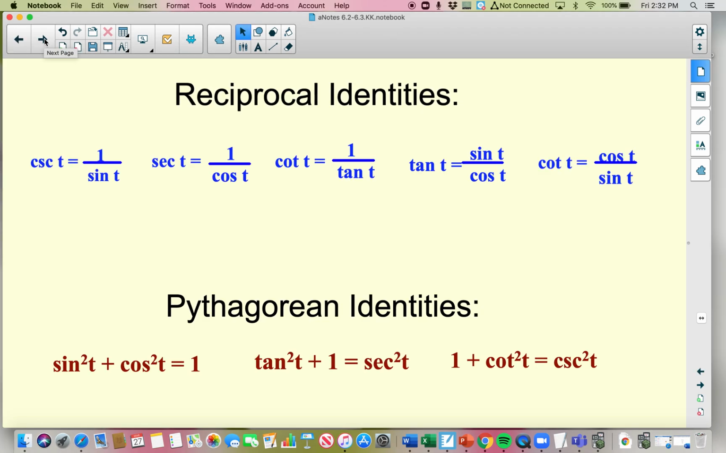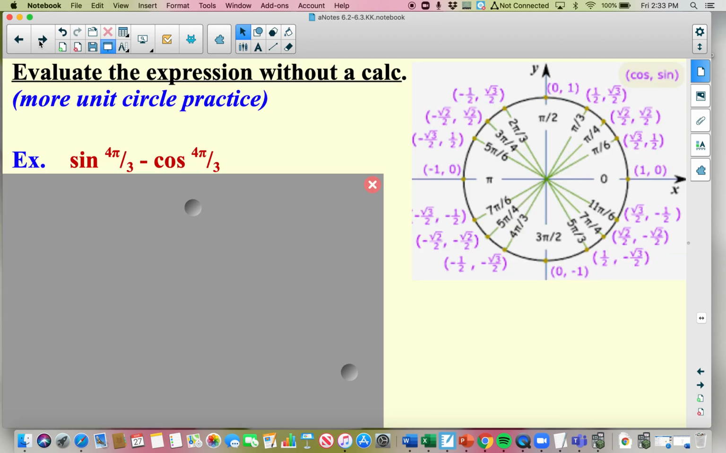I have some identities here that I'm just reminding you about. This is nothing new, but if you didn't already write down the reciprocal identities and Pythagorean identities, you might want to jot those in your notes if you didn't print off the note sheet. Just nice to refer to when you're doing your homework so you don't have to flip back and try to find these unless you have them memorized already. So I will refer to these throughout the lesson.